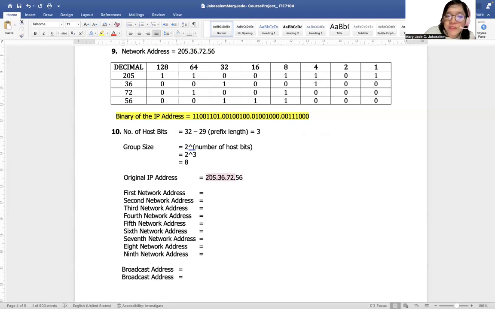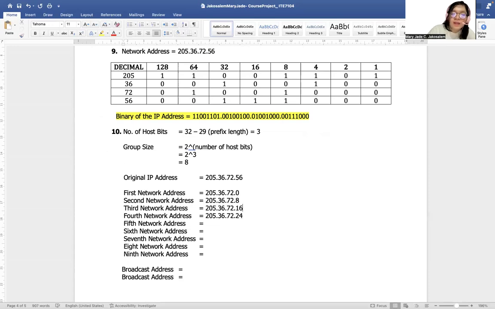So for our first network address, we just have to change the fourth octet. First, it's 0, so it is less than 56. So we need to derive the second. So 0 plus our group size, which is 8, is equal to 8. So the second network address is 205.36.72.8. It's still less than, so we have to derive another one. So we need to add another 8. Our third network address is 205.36.72.16. Still less than 56, so another one.